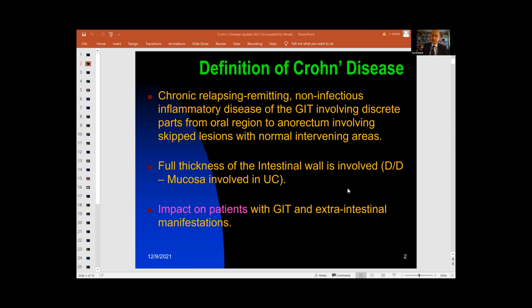The other main difference is that Crohn's disease involves the full thickness of the intestinal wall. So that means mucosa, submucosa, muscularis mucosa, muscles, and serosa. All of these are involved or can be involved with Crohn's disease. One of the basic things to remember in terms of management is the impact of Crohn's disease on the patients with both GI tract as well as extra-intestinal manifestations, and we'll cover grounds on these in a little while.